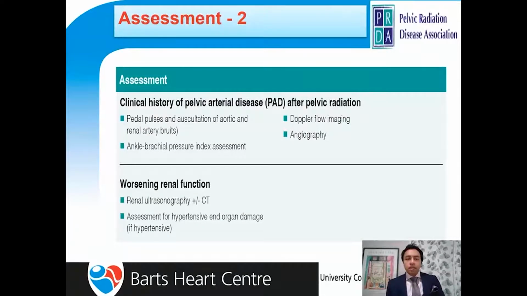Following on from the initial assessment, some of the examination findings would be looking at the pedal pulses, looking for bruits, looking at the ankle brachial pressure index assessment, Doppler flow imaging, and even angiography of the peripheral arteries may be required to make the diagnosis. From the renal side, renal ultrasonography, CT imaging looking for renal artery stenosis may be valuable, and assessing for hypertensive end organ damage is also part of the assessment.